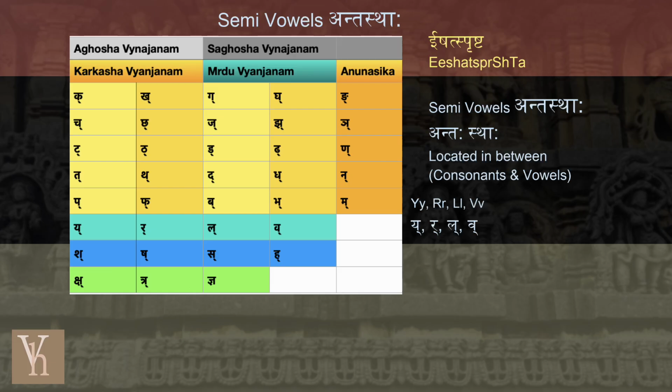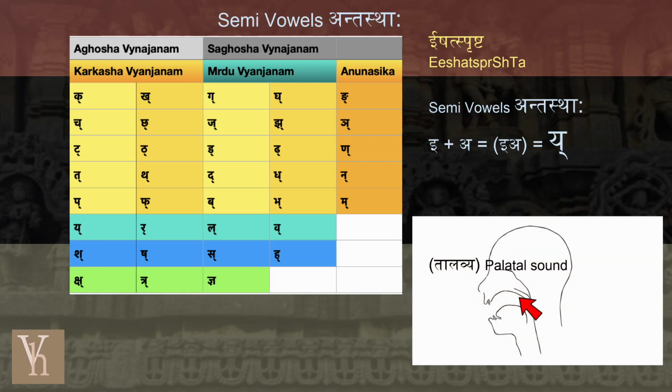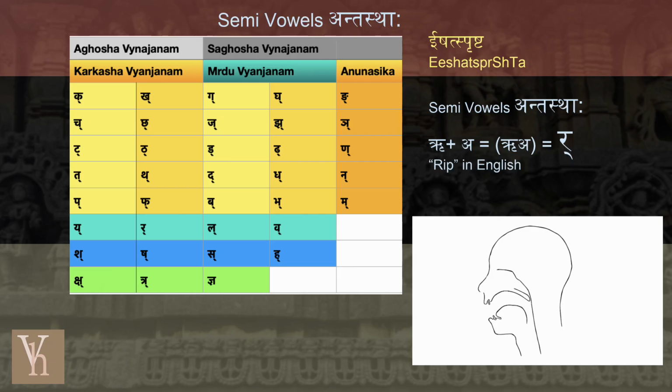Let us now see the formation of each of these AntastAhs. E plus A gives Y, as in yet in English. It is a talavya or a palatal sound since the air reflects off the palate. The second sound is r plus a, giving r, as in rip in English. It is a murdhanya or a cerebral sound since the air reflects off the roof of the mouth.